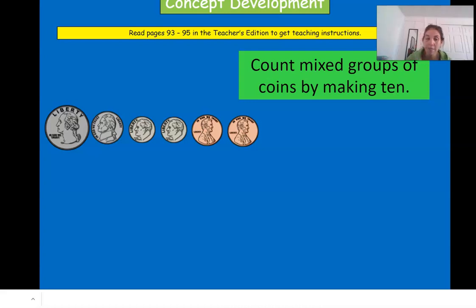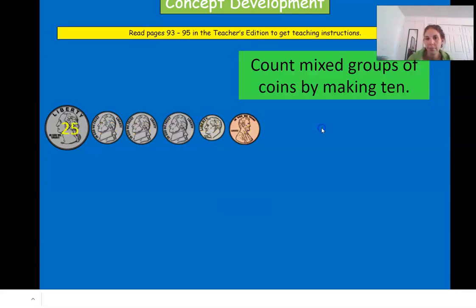We're going to make a 10 again, starting with our quarter. And we have 5 more, so we have 25, 30, 40, 10 more, 50, 51, 52. 52 cents. Making our 10 again, 25, 30, 35, 40, now 10 more, 50 plus 1 equals 51. 51 cents.